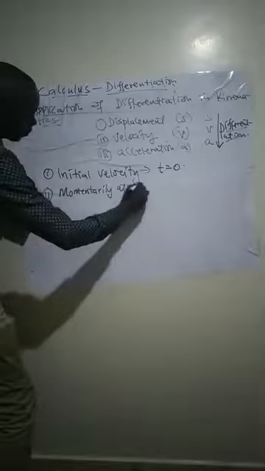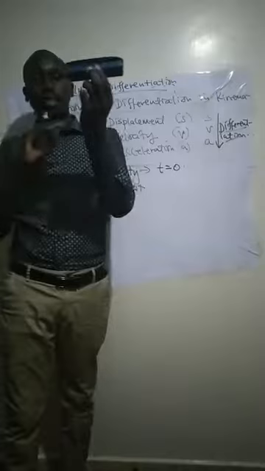And in that case, we can talk about momentarily at rest. Remember, I started by saying when this object is stationary, then it is not moving at any speed. So in this case, it gets to a certain height, then stops momentarily. If it has stopped momentarily, then it is not moving and the velocity therefore is zero. So momentarily at rest, velocity is zero.